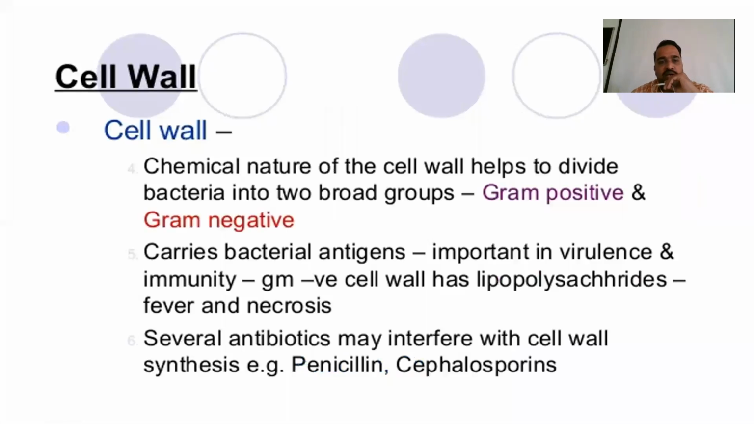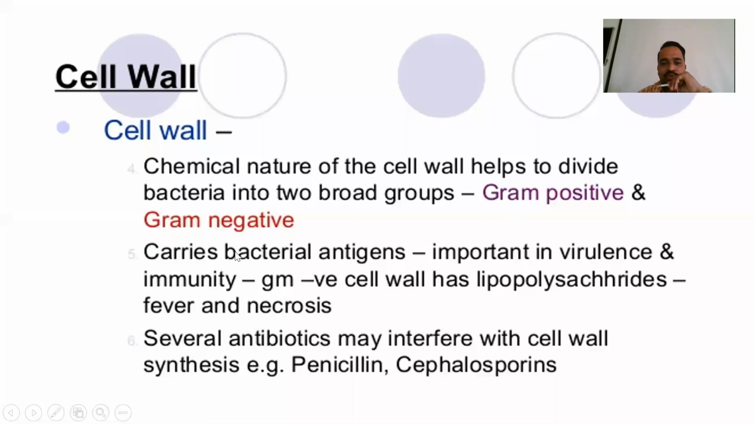Coming again to the details, the chemical nature of the cell wall helps the division of the bacteria into two broad groups, that is gram positive and gram negative. So what is this gram negative and positive? Gram, first of all, is the name of the scientist who found out a kind of staining called gram staining, where based on this gram staining, he classified the bacteria as gram positive and gram negative.